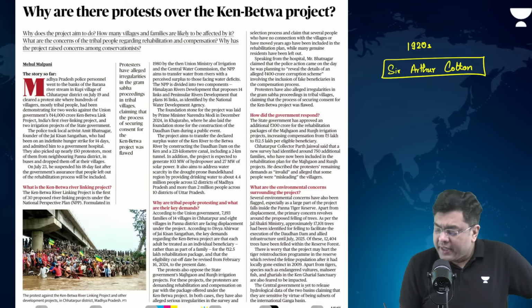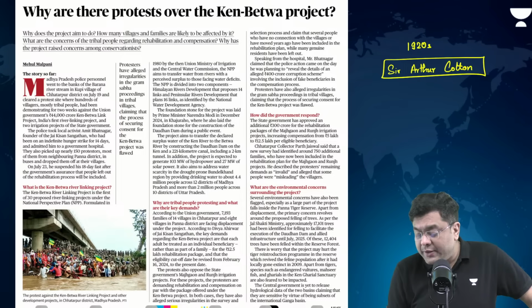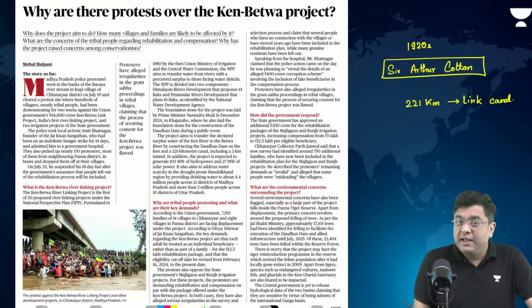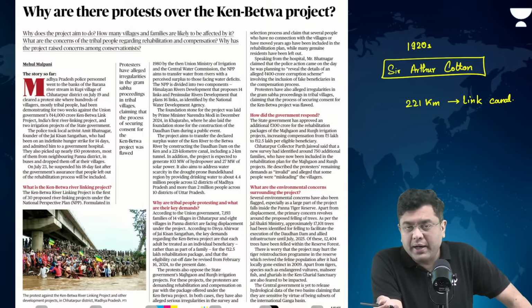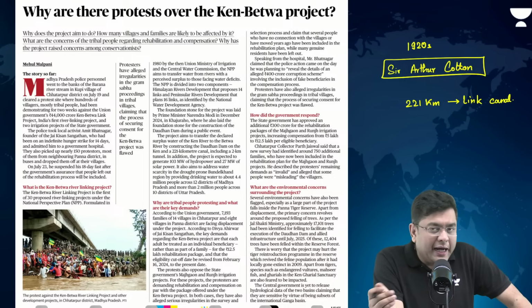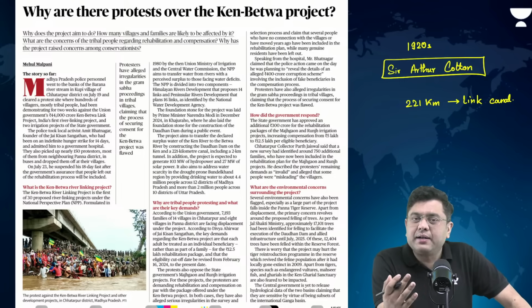It talks about constructing around 221 kilometers of link canal with 2 kilometers of underground tunnel, carrying excess water from River Ken into the River Betwa. Okay. Now, when you carry out that construction exercise, there will be dams which will be constructed, barrages which will be constructed.